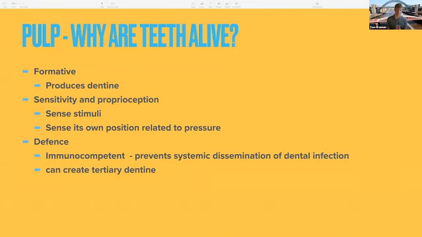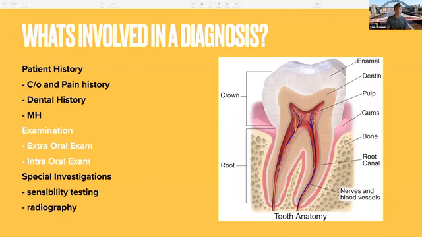This is once the tooth has died, and so part of that defense is its ability to create tertiary dentine, reaction dentine, reparative dentine, to try and maintain that vitality in the tooth, to keep that tooth alive, so we can then continue to function and have the benefits of this.